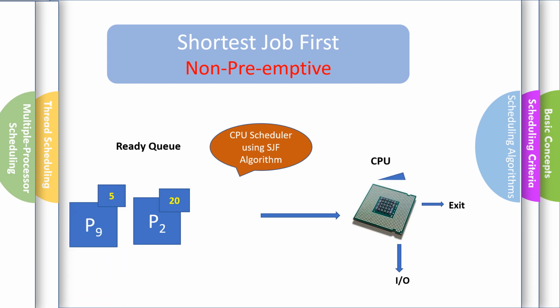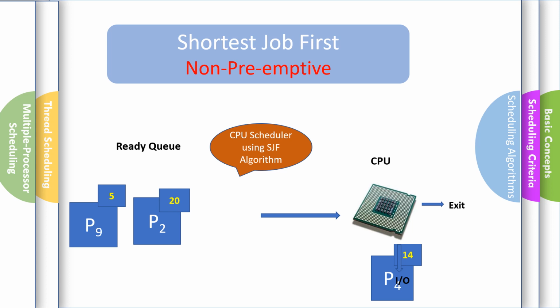Now another process comes into the picture, that is P9, which has a CPU burst of 5, and P2, which has a CPU burst of 20. But the CPU is already allocated to process P4 with a CPU burst of 14. Unless it leaves the CPU, the other two processes have to wait. When process P4 comes out of the CPU, that is the time the next process is allocated to the CPU.